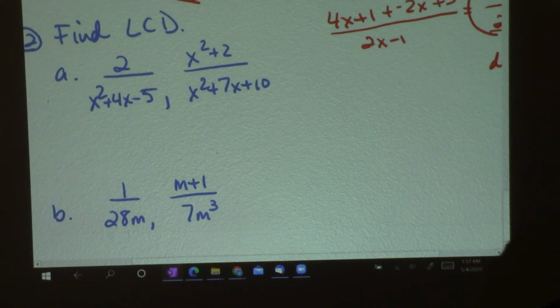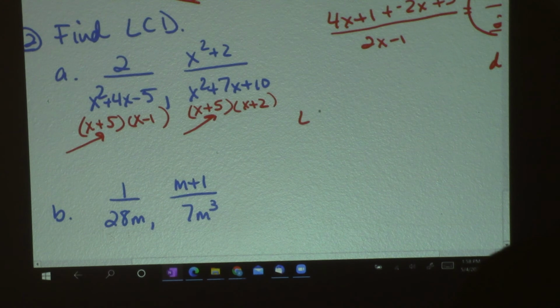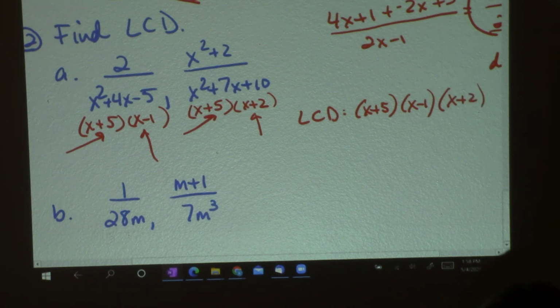All right, let's go down here. Find the LCD. Okay. So I'm going to factor these, and I get x minus 5 and x minus 1. And I'm going to factor the other one, and that's x plus 5 and x plus 2. Okay, so what would the LCD be? Well, they already both have an x plus 5, so I only need one of those. And this term has an x minus 1, so I'm going to multiply that in. And then here I have an x plus 2. That's it.